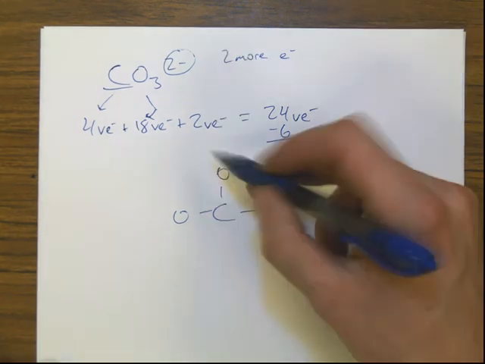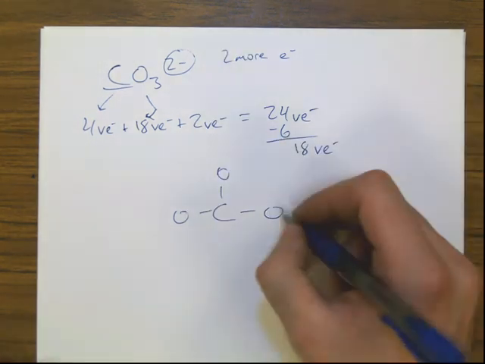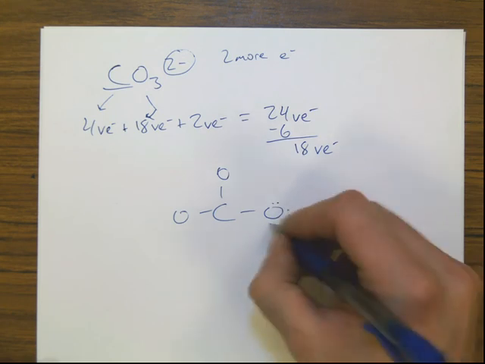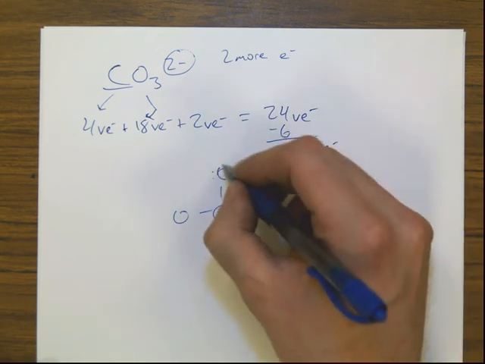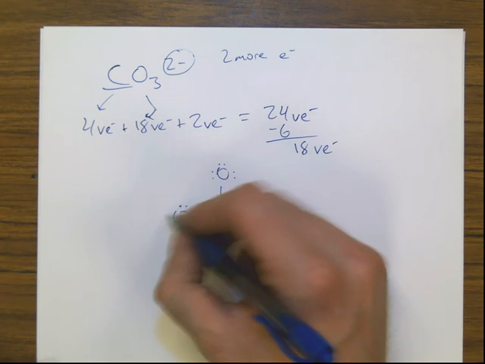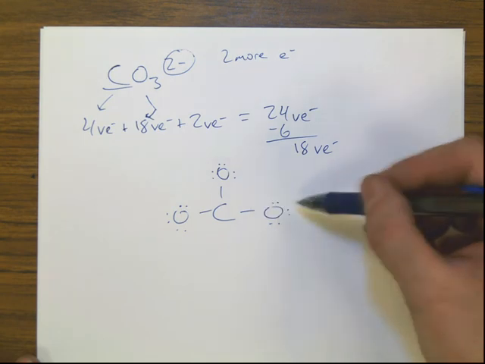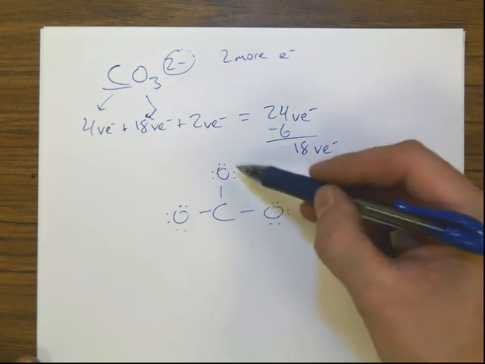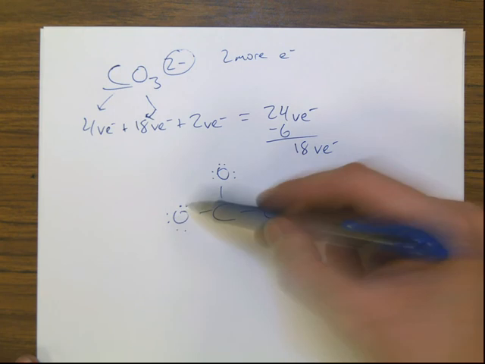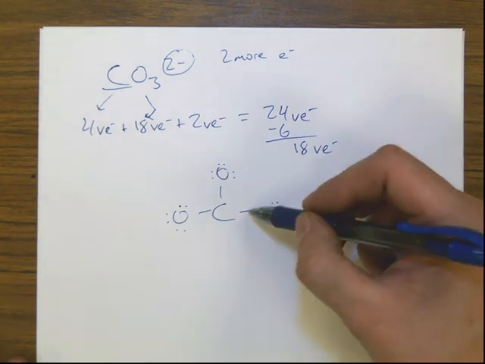Remember, I start by adding them on the outside first. So let me go through it. 2, 4, 6, 8, 10, 12, 14, 16, 18. Wonderful. Now I check for octets. This is an octet, 2, 4, 6, 8. This is an octet, 2, 4, 6, 8. This is an octet, 2, 4, 6, 8. But I've got a problem. Carbon's not an octet, 2, 4, 6.